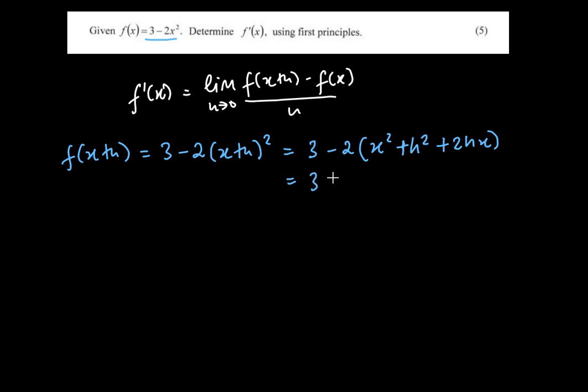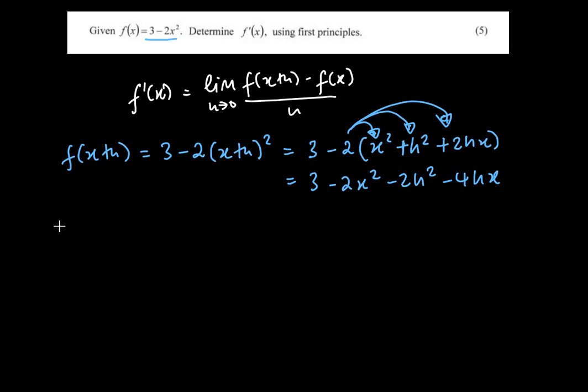Okay, then after that, what do we say? This number is gonna multiply inside so that we remove the brackets, isn't it? So I'm gonna say negative 2 times that will be negative 2x squared. Negative 2 times h squared, that will be negative 2h squared. Negative 2 times positive 2hx, that will be negative 4hx, right? So this is our f of x plus h. Okay, this is our f of x plus h. So we're just gonna substitute it into the formula.